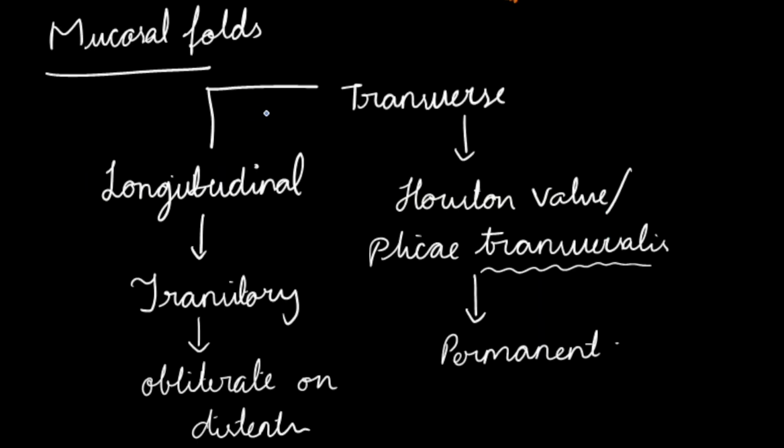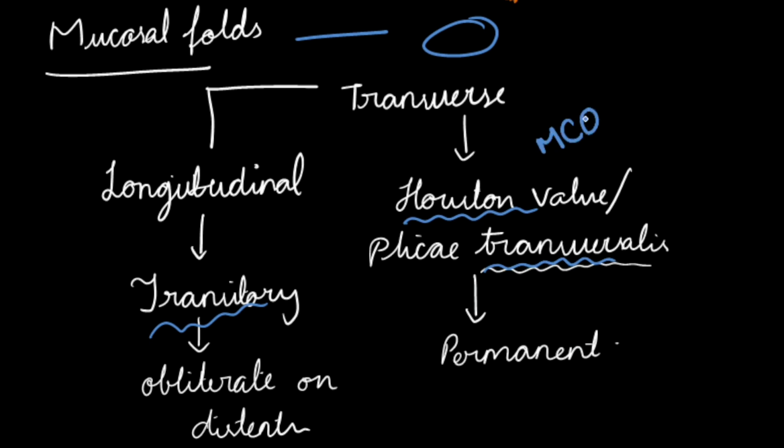And now regarding the mucosal folds, we have the longitudinal ones and the transverse ones. The longitudinal ones are always transitory, so whenever there is any distension, they get obliterated. The transverse ones are also called the Houston valve or valve of Houston, and also plicae transversalis. This is one of the important MCQ points you have to remember in case of rectum. These are permanent, so whenever there is distension or dilatation of the rectum, there will be no obliteration of these transverse mucosal folds.